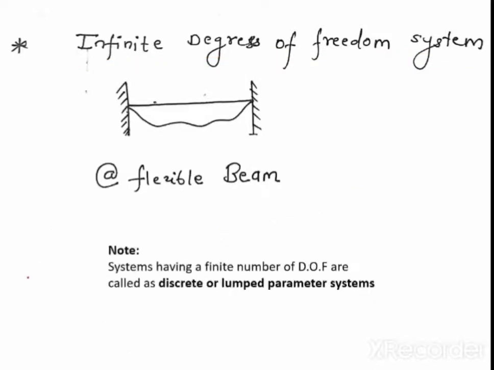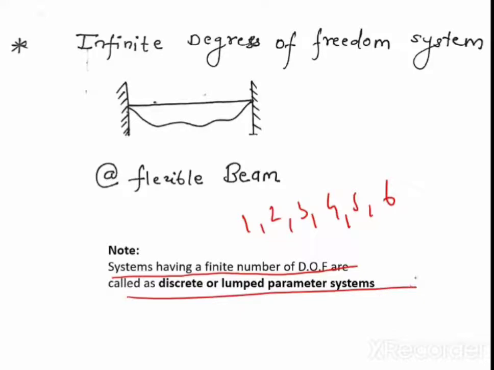Now note, very very important, systems having a finite number of degrees of freedom are called discrete or lumped parameter systems. A system which has finite degrees of freedom, meaning 1, 2, 3, 4, 5 and 6, whatever may be the number of degrees of freedom, if they are finite, then the systems having a finite number of degrees of freedom are called discrete or lumped parameter systems.